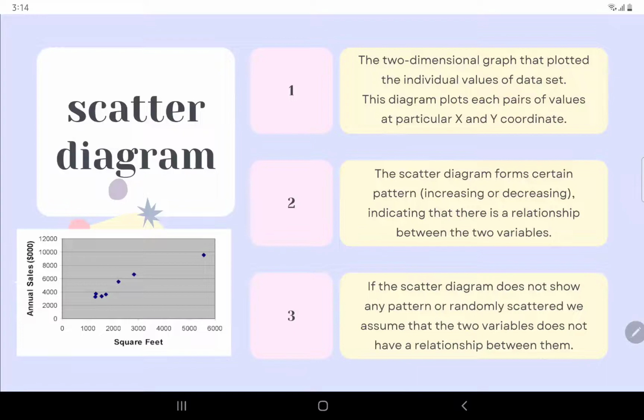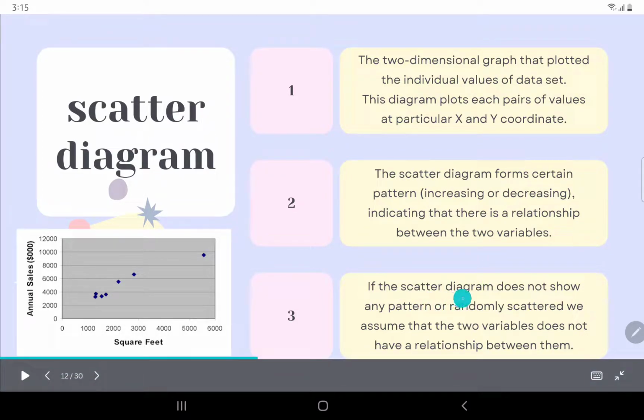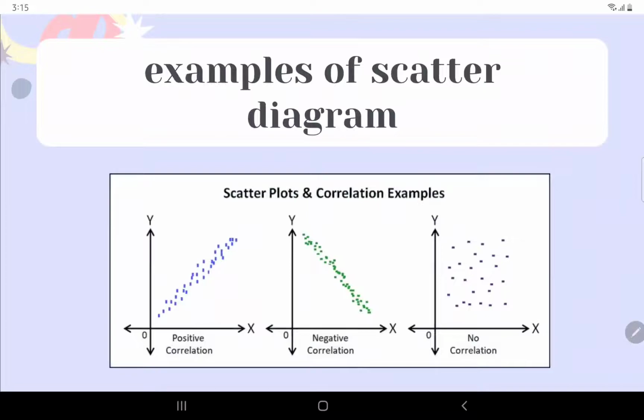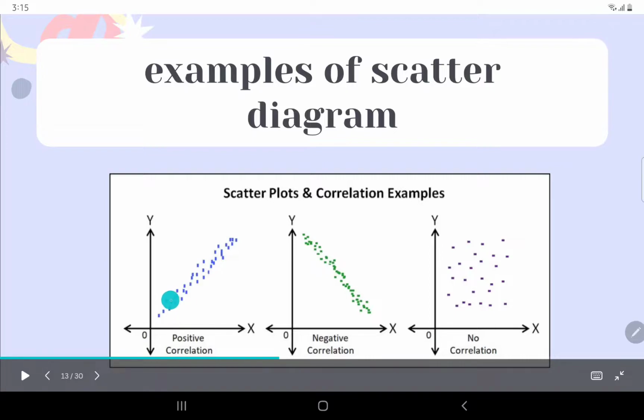Okay, and then number 2, the scatter diagram forms certain pattern, increasing or decreasing, indicating that there is a relationship between two variables. If the scatter diagram does not show any pattern or is randomly scattered, we assume that the two variables do not have a relationship between them. Okay, this is the examples of scatter diagram. So kalau scatter dia punya bentuk macam ni, dot dot dot dekat sini, it is positive correlation. Here is negative correlation and no correlation.